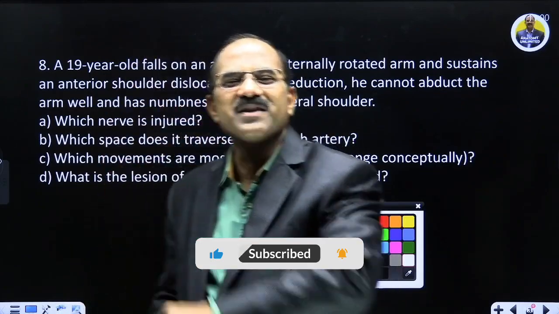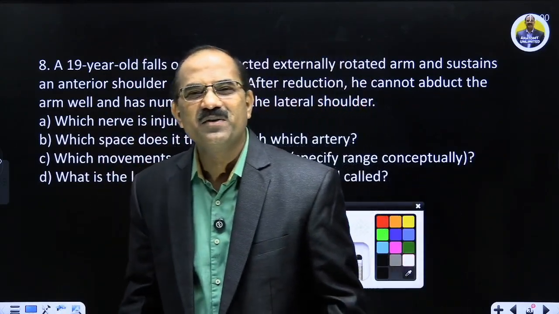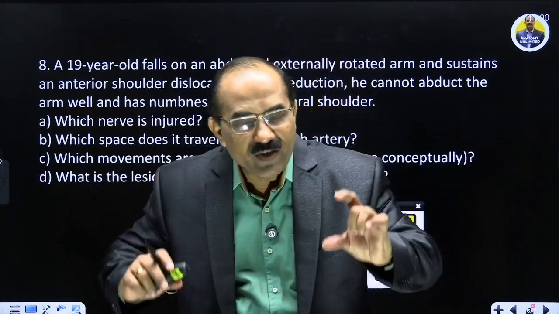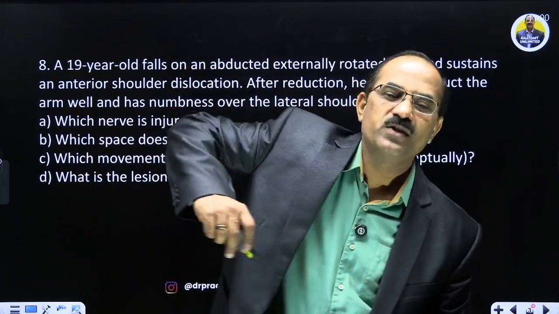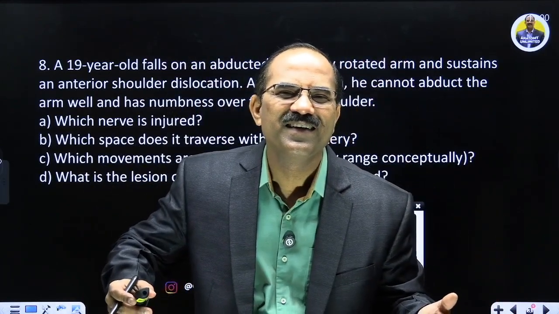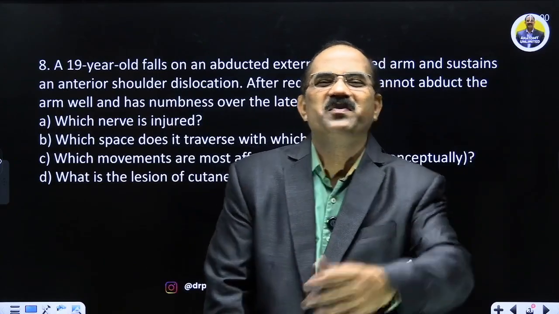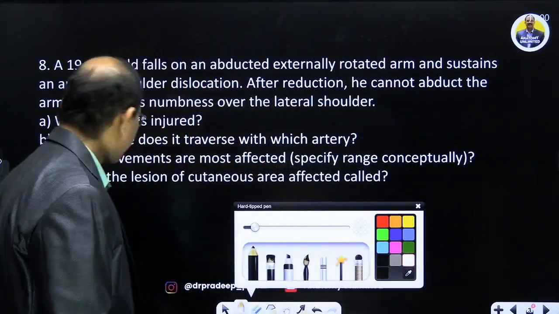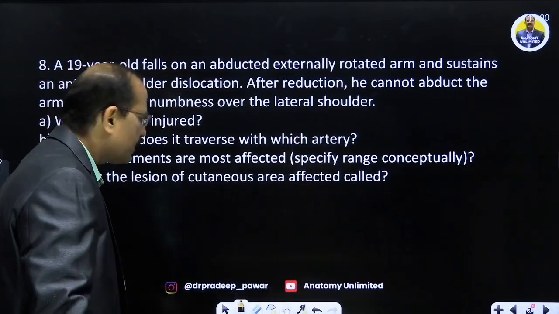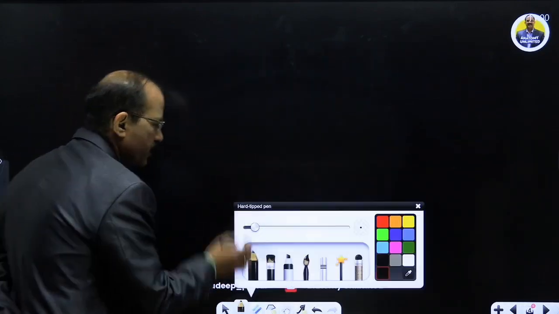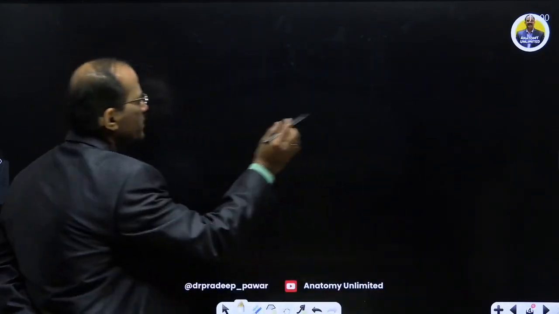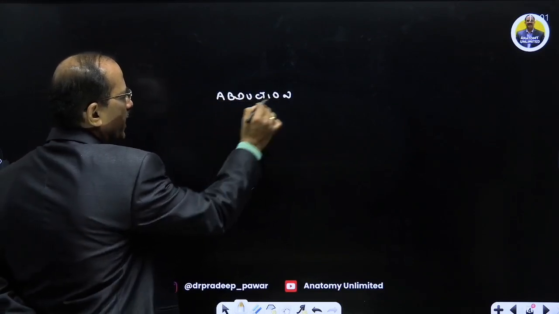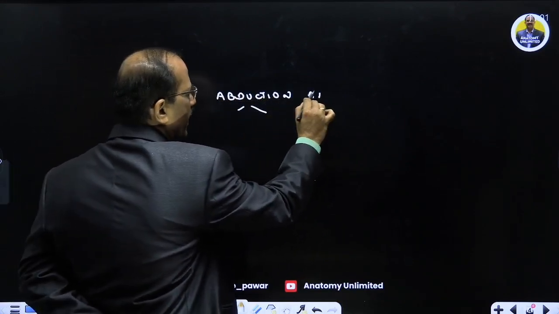कौन है ये? Which is the nerve which supplies the muscle which causes abduction? वो जो nerve है, it supplies the muscle जो abduction करता है, plus there's a loss of sensations here. Which is the nerve? Axillary nerve. कैसे analyze करोगे? How do you come to a diagnosis? Abduction at the shoulder joint.